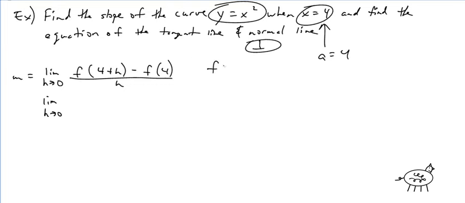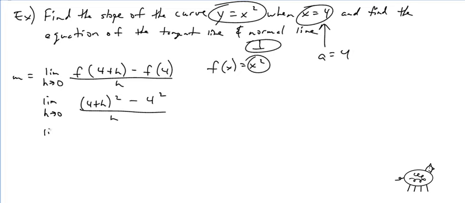That's really f of x equals x squared. So I'm going to put 4 plus h into x squared, and I'm going to get 4 plus h squared minus 4 squared. Again, I'm sticking the 4 into that x squared, all over h. So I get the limit as h approaches 0, and I'm going to FOIL that out. So I'm going to get 16 plus 8h plus h squared minus 16 all over h.